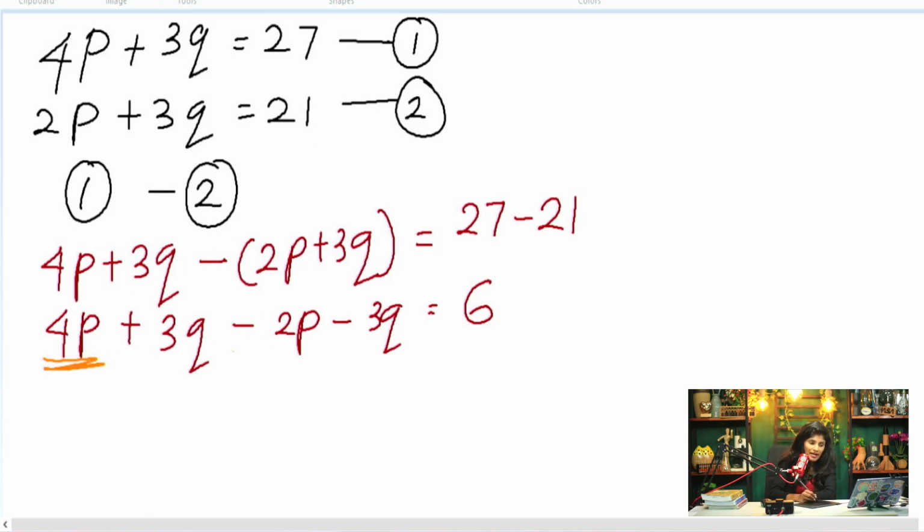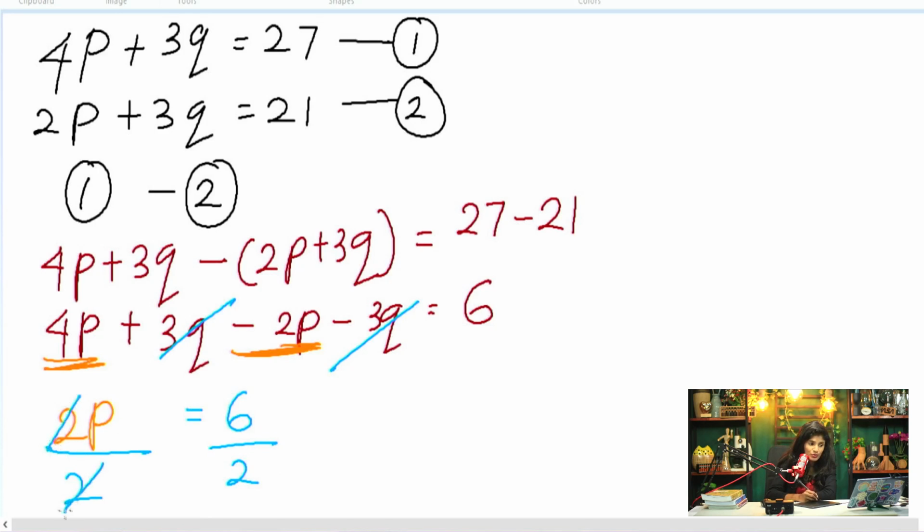4p minus 2p means 2p is remaining. Positive 3q and negative 3q are simplifying. So 2p equals 6, which means I'm going to divide both the sides by 2. 2 and 2 are simplifying. So p equals 3. So we found the answer for one variable.